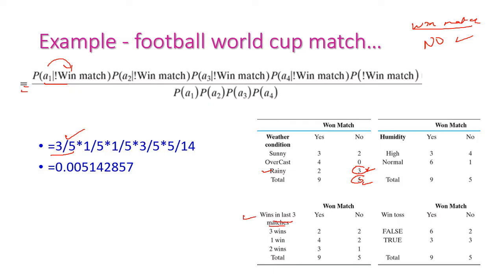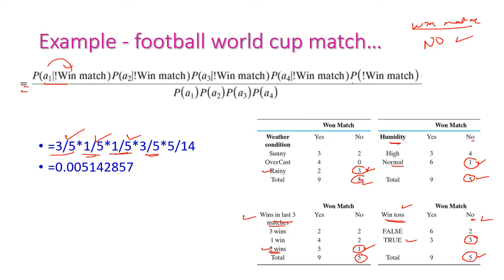So in win in last 3 matches, for 2 wins, no will fall only one record. Total number of no in this last 3 matches is 5. So 1 by 5. And when it comes to humidity, normal only one record lies on no side. Here also total number of records are 5 under no. Hence this is also 1 by 5. And wind toss, true will come 3 records under no side and total number of records are 5. Hence 3 by 5.